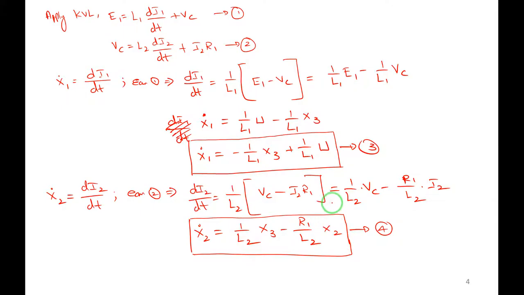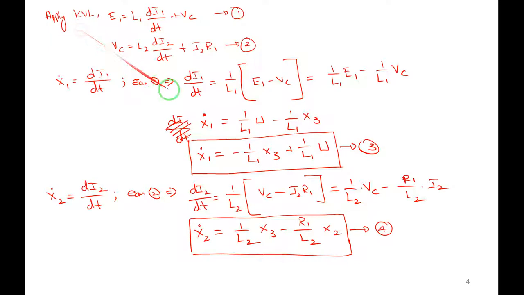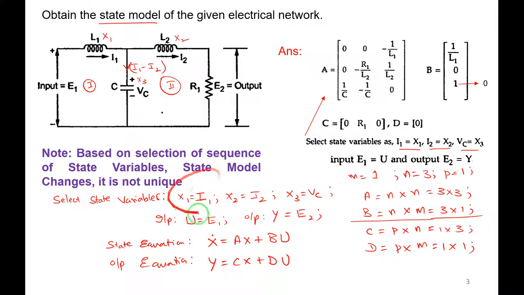Okay. Next we will try to obtain x3 dot. So x3 is VC. X3 dot means dVC by dt. So we have obtained all these things.